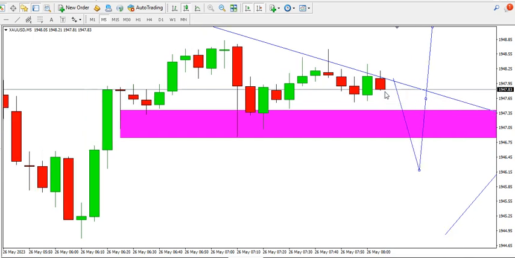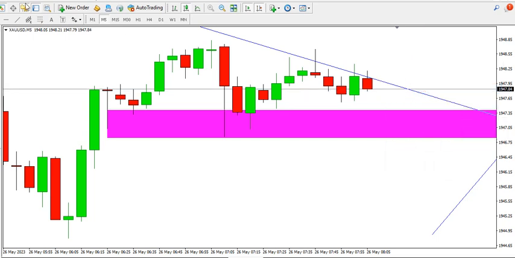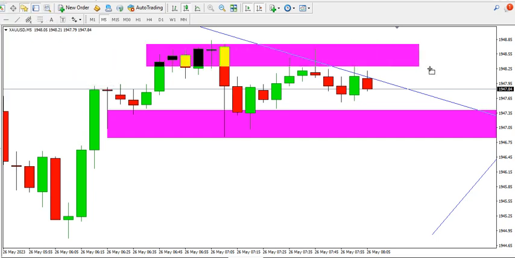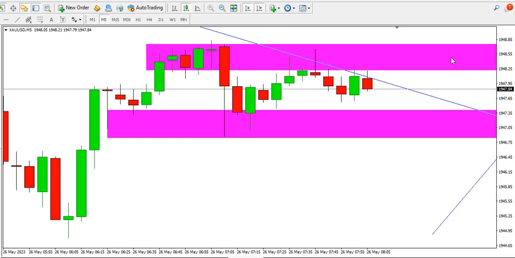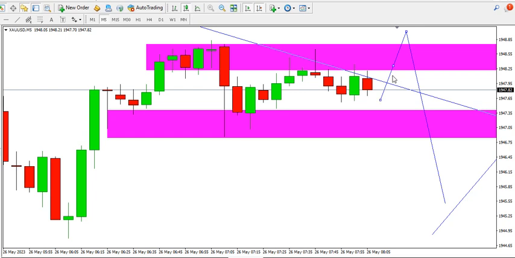On the other hand, we have the range top at the 1948 area. So a break above that area could also imply a liquidity grab, where all stop losses at the top are cleared. Then price could start to go down for us to have something like a triple top. But let's see how it pans out as the London market opens.